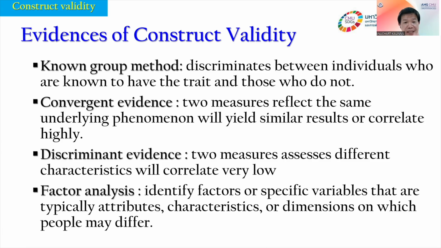If it's discriminant validity or discriminant evidence, two measures that assess different characteristics will correlate very low. If you use two assessments to measure different characteristics, they will correlate very low. This we call discriminant evidence. If we use it with another group, it is likely to show very low correlation, or discriminant evidence, as well.